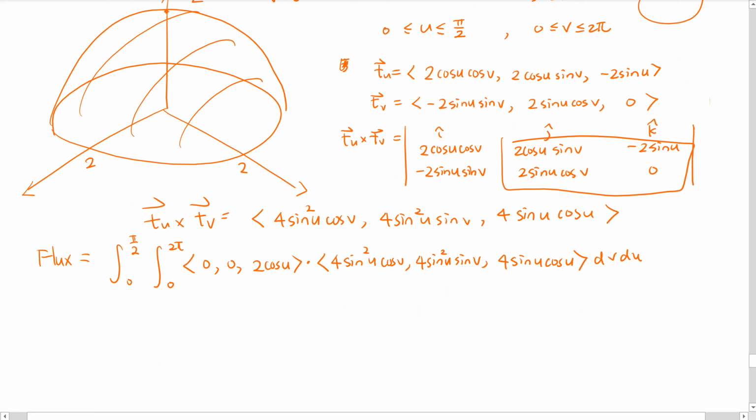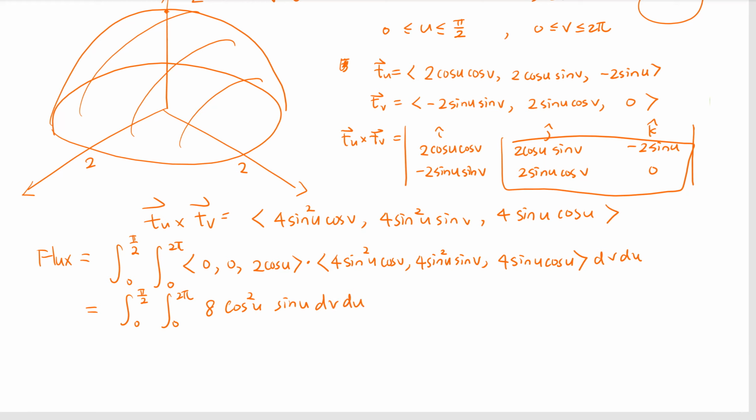Okay, what is the dot product? Well, the first two coordinates are 0, and we just get 2 times 4, 8, times sine u cosine u squared. Cosine u squared sine u. Why do I switch the position? Any guess? Yeah, later on we can do u substitution, because the derivative of cosine is minus sine u.